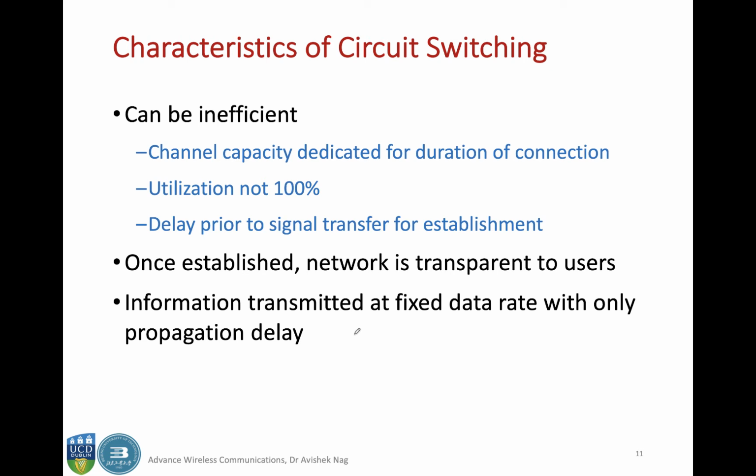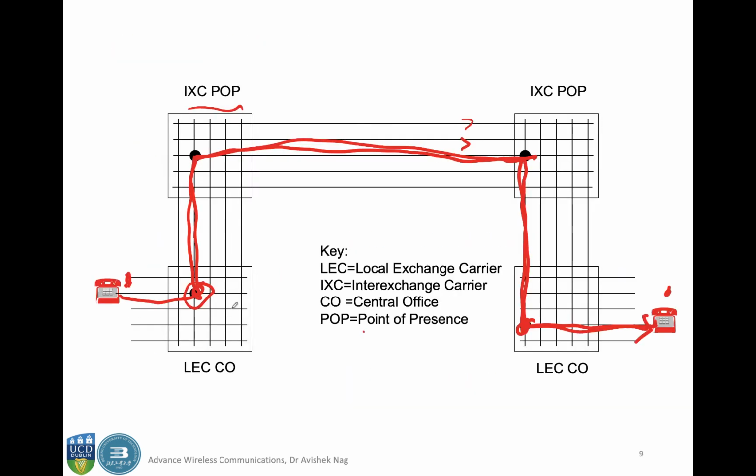When you talk about the different characteristics of circuit switching, the first thing is that it can be inefficient. Why? Because the channel capacity is dedicated for the duration of the connection. So the entire circuit is blocked as long as you are talking between these two telephones.